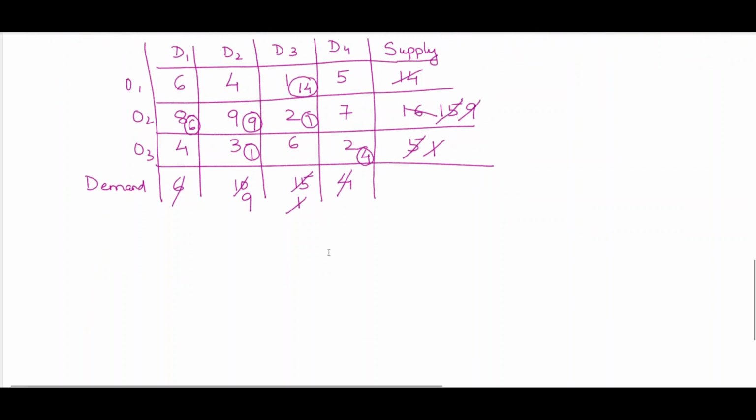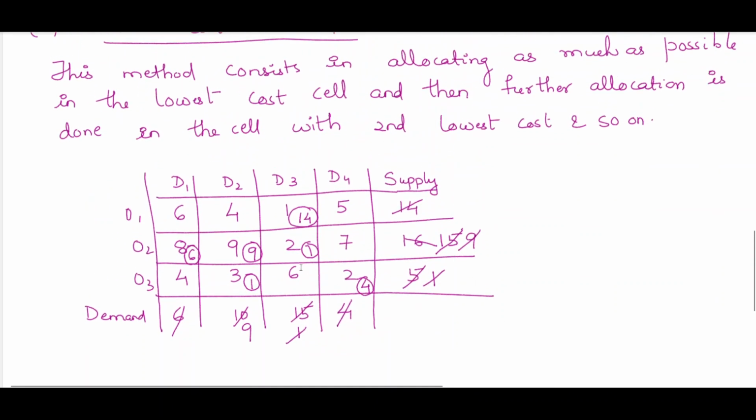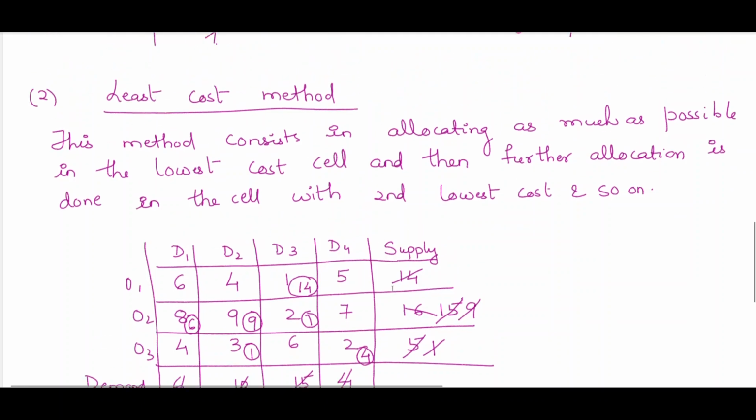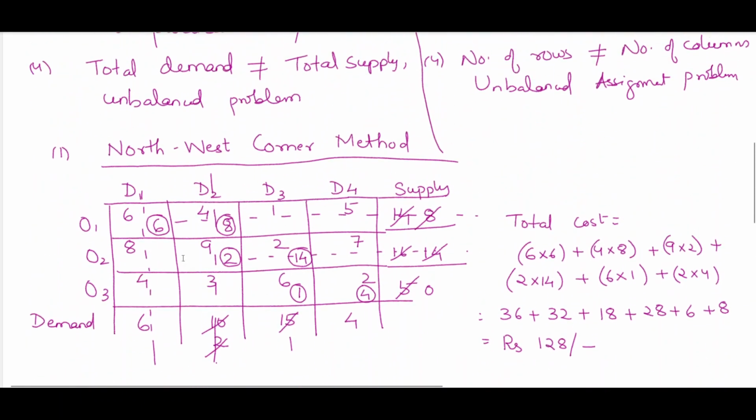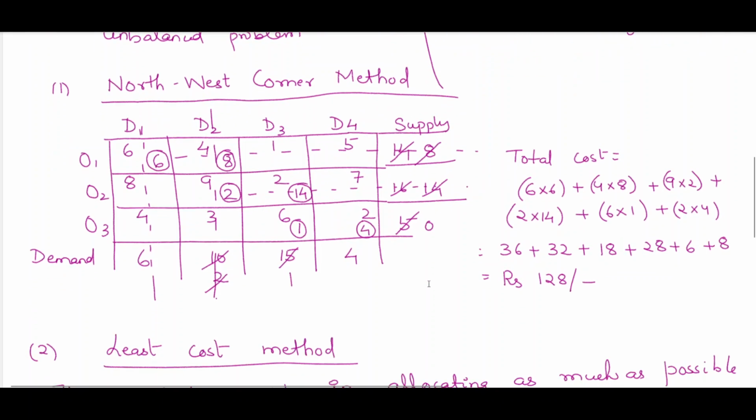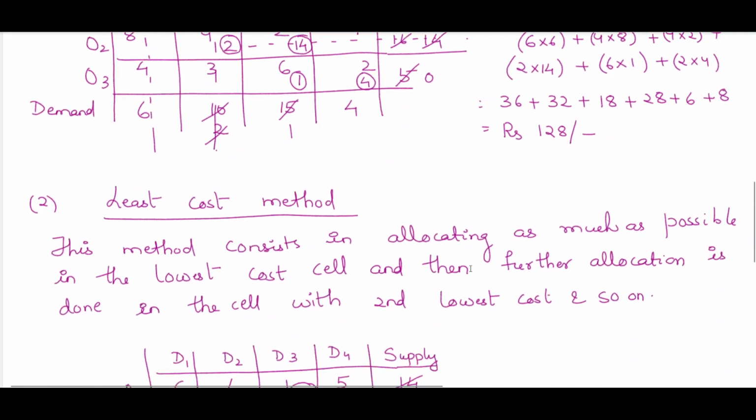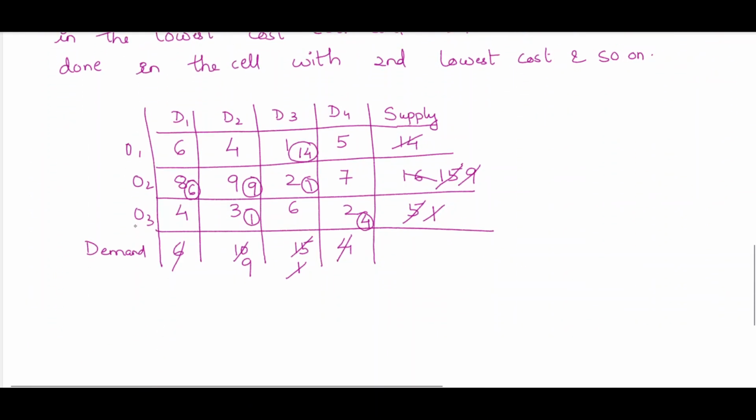It is very simple. And how many allocations are there? 1, 2, 3, 4, 5 and 6. And here also you can see how many allocations there are: 1, 2, 3, 4, 5, 6. The number of allocations is equal to 6.